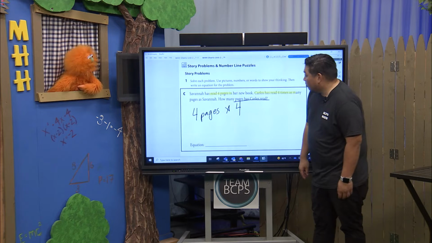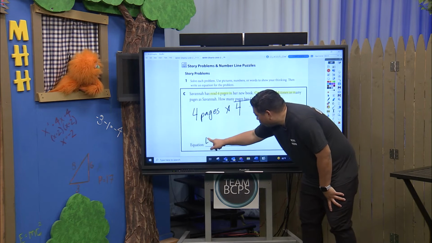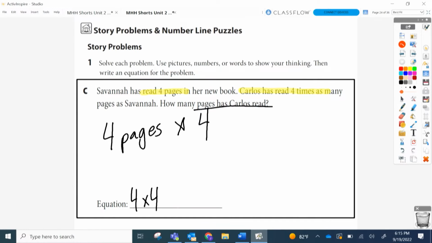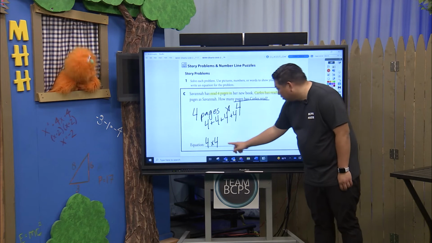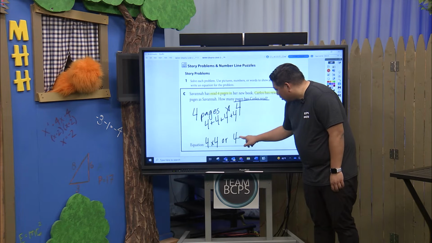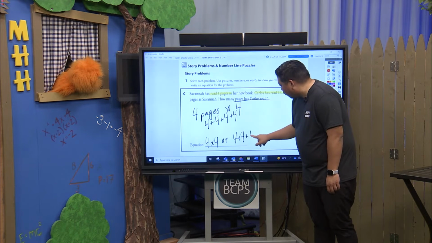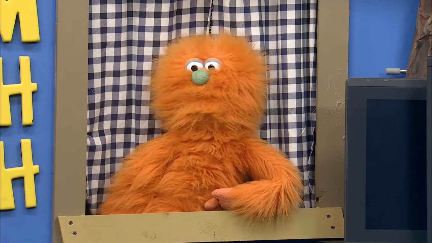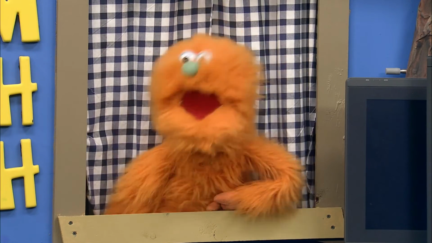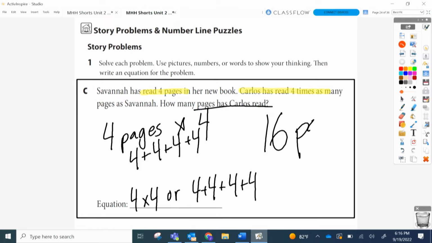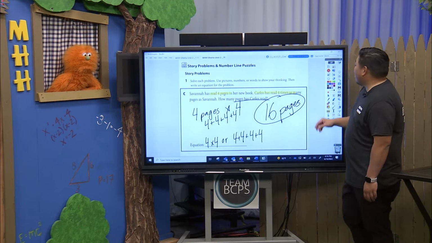Awesome. So again, one equation can be 4 times 4. And the other equation that we could use if we're doing repeated addition is 4 plus 4 plus 4 plus 4. It's literally 4 times. Do you happen to know what 4 times 4 is, or 4 plus 4 plus 4 plus 4? I do. The answer is 16. 16 pages. That's a lot of pages. Awesome. That was a good job doing these story problems.